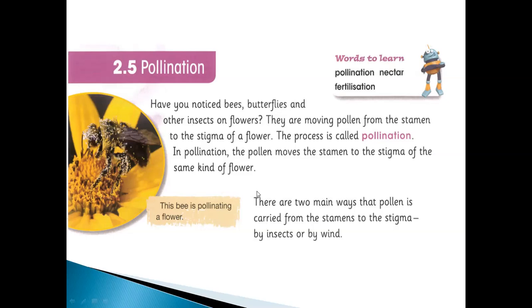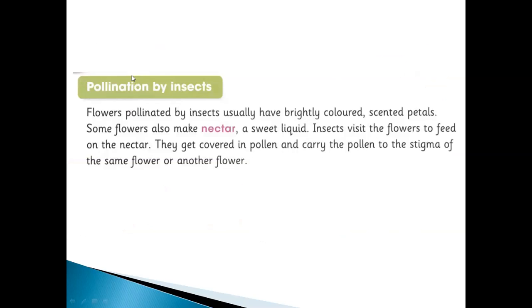And how many ways to move pollen? There are two main ways that pollen is carried or transferred from the stamen to the stigma: by insects and by wind. How by insect? Flowers pollinated by insects usually have brightly colored, scented petals. Some flowers also make nectar, a sweet liquid. Insects visit the flower to feed on the nectar.